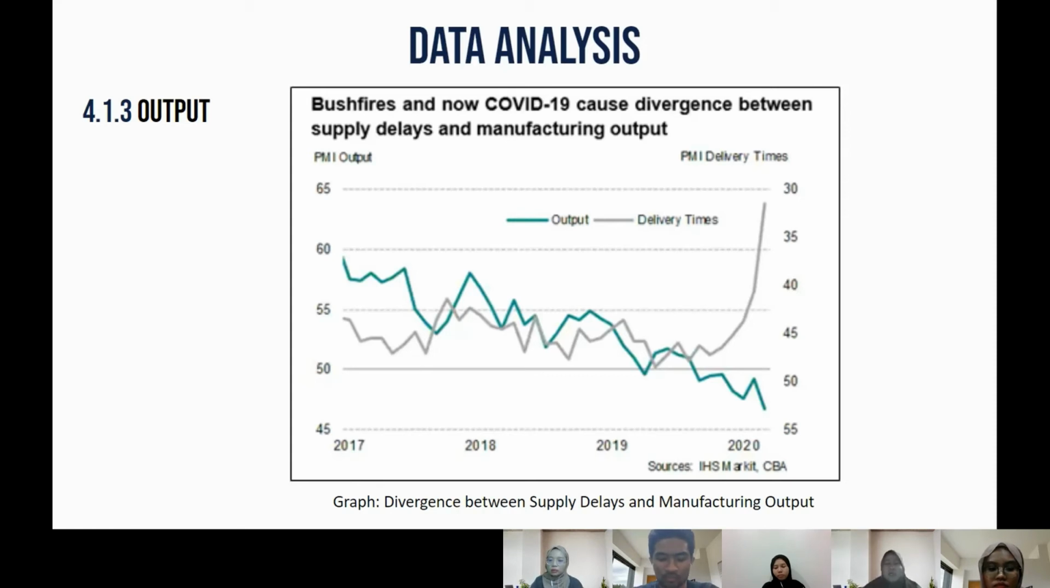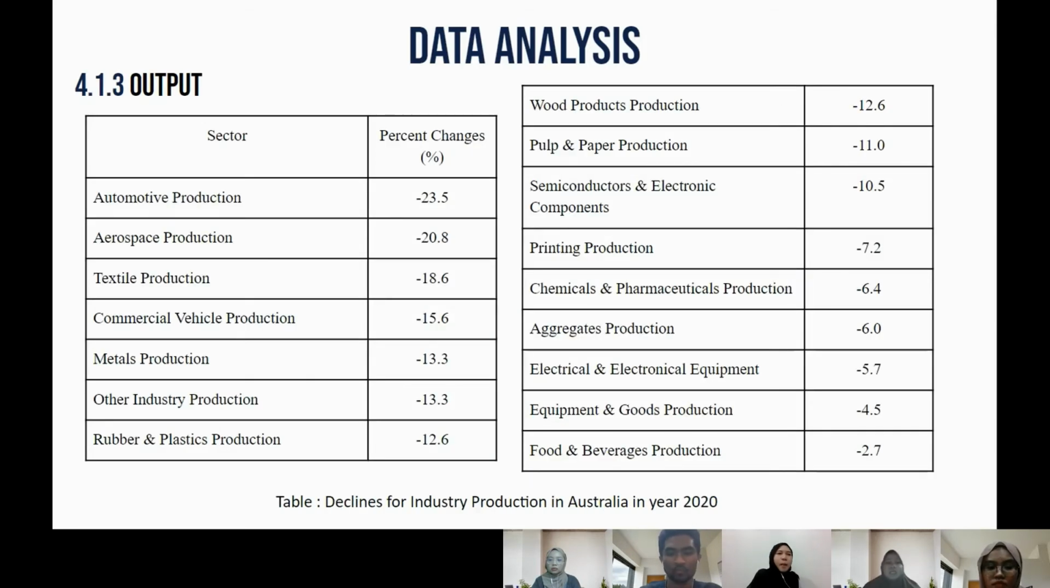And if the PMI is above 50, it is facing an expansion. As we can see here, the manufacturing output is below 50, at around 43, so that means the output of manufacturing sectors experienced a decrease. So this is the decline for industry production in Australia in the year 2020.